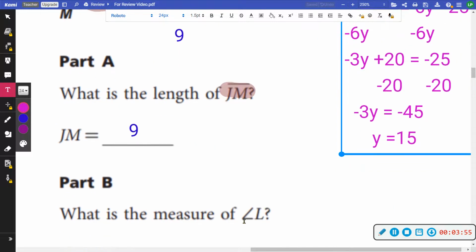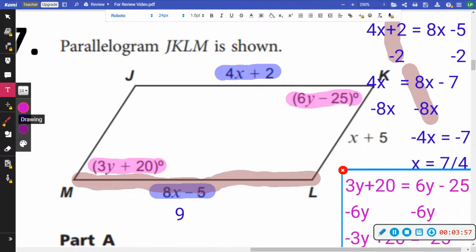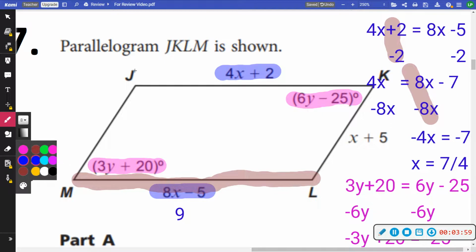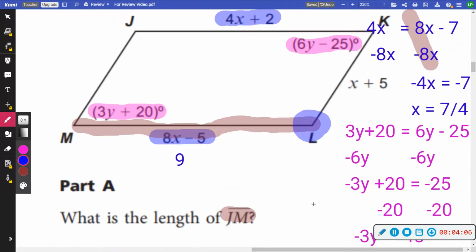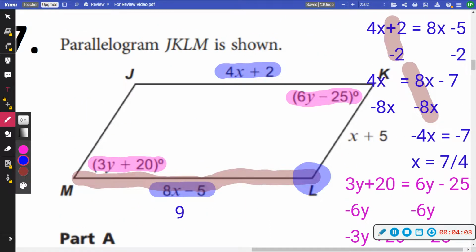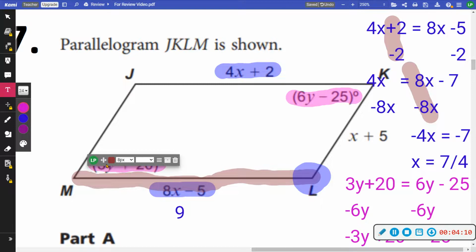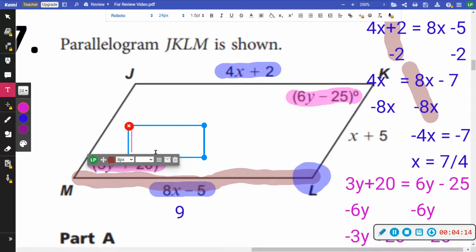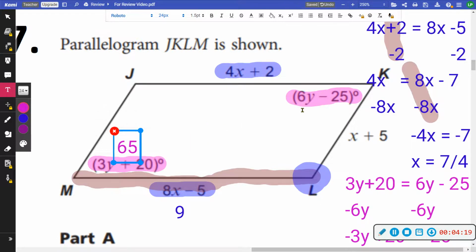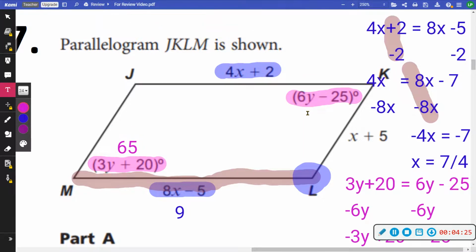So the question is, what is the measure of angle L? They want me to find this. This is L right here. But I know y is 15. So let me plug this in and see what is 3 times 15 plus 20. That'd be 65. So this is 65 degrees. And then just to make sure, I should also get 65 here. So what is 6 times 15 minus 25? That's 65.